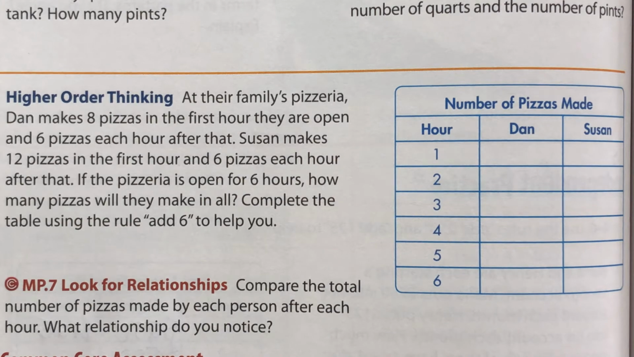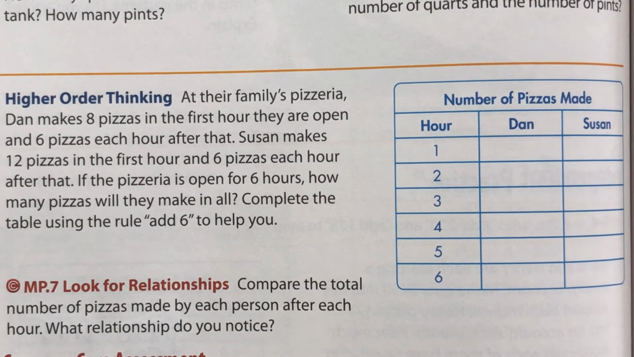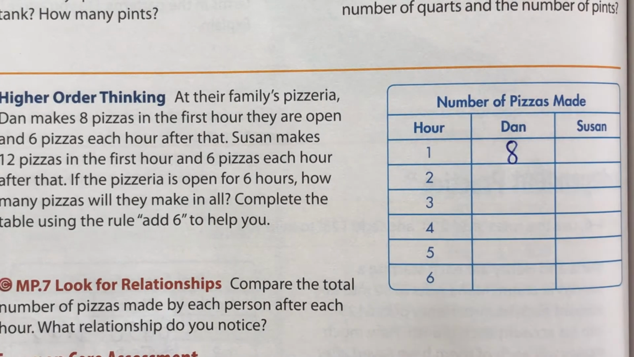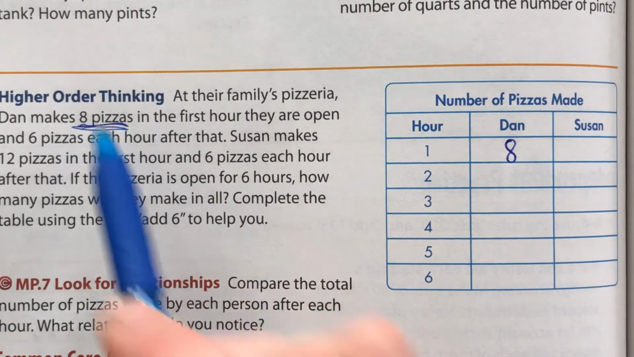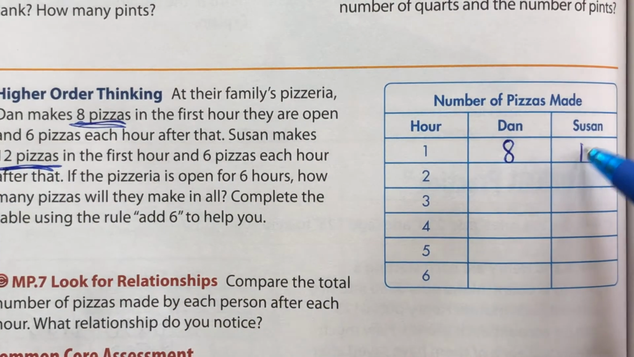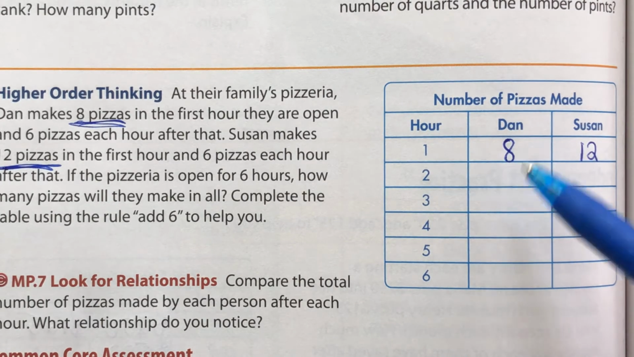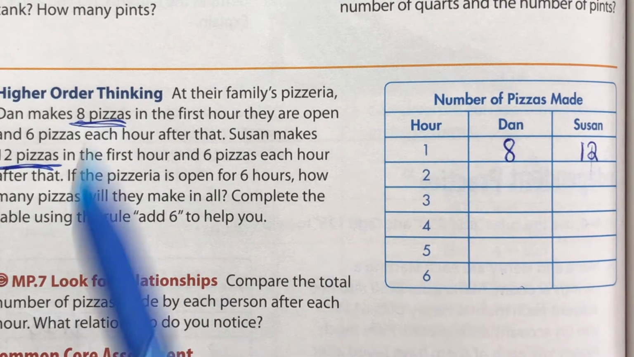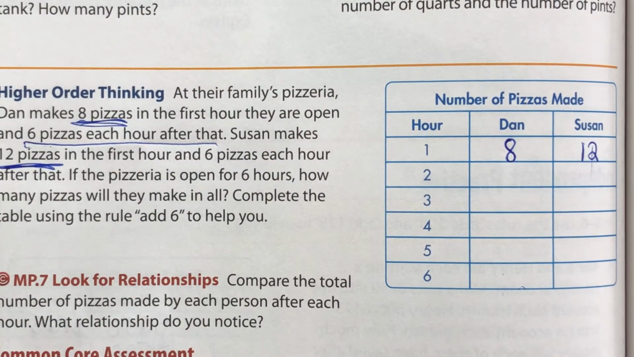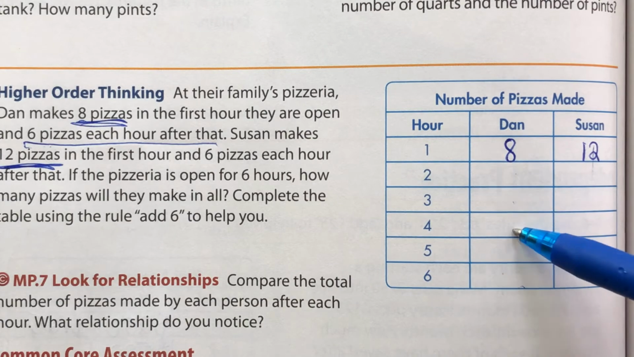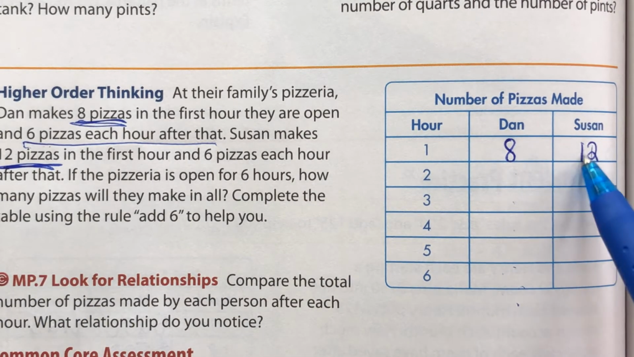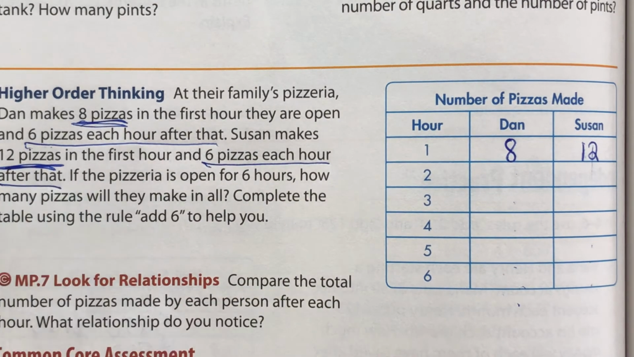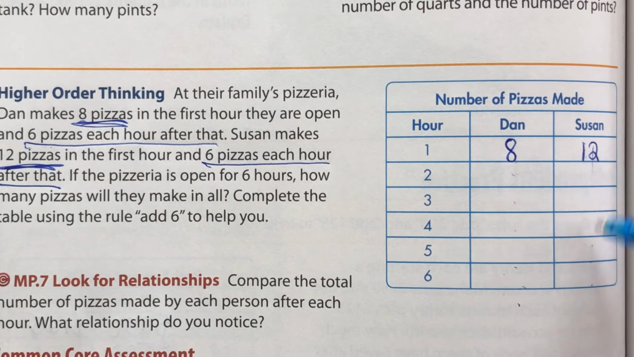Okay, so this is really all about reading directions. So it says the first hour, Dan makes 8 pizzas. And the first hour, Susan makes 12 pizzas, okay? But we're not skip counting by 12 or 8, because only the first hour they make 8, and then 6 pizzas each hour after that. So we're adding 6 every time after that, okay? Same thing for Susan, we're not skip counting by 12, because Susan is 12, but then 6 pizzas each hour after that. So we're skip counting, we're adding 6 each time after that.